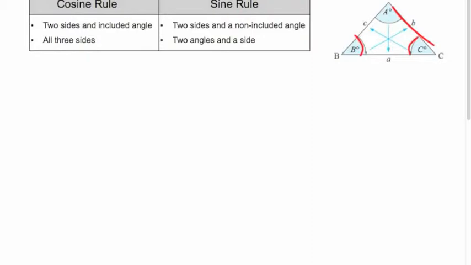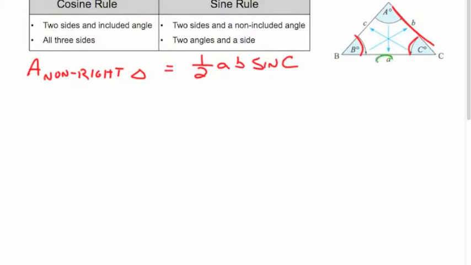Now where this comes from, how we're going to develop this sine rule, is we're going to look back at the area of a non-right triangle. And if you recall, that is 1/2 ab sine C. So that was our original formula for the area of a non-right triangle. If we're looking at this triangle over here on the right, that would say a, b, and sine C. So there we've got two sides and an included angle. But our sine rule uses two sides and a non-included angle, or two angles and a side. So how do we develop this?